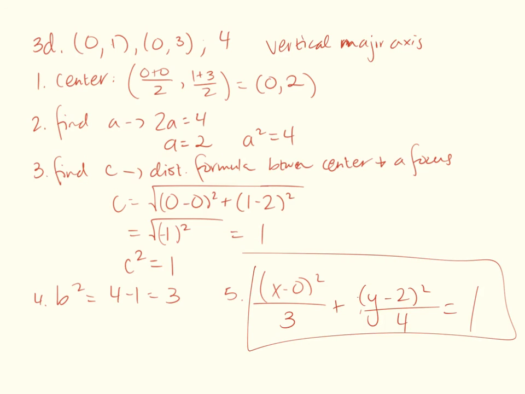Okay, and that's ellipses. That's it. That's how you find the equation of the ellipse. There's not a lot to it. And if you notice, they kind of follow the same formula over and over again. All you had to memorize is when you have a vertical versus horizontal major axis. That's it. Okay?